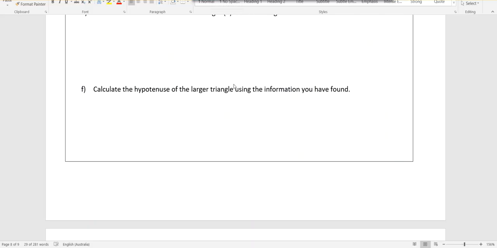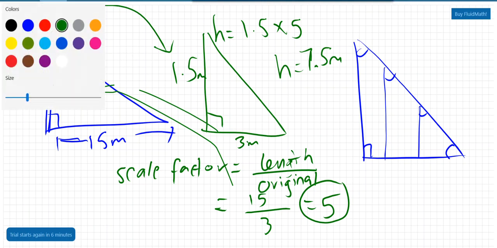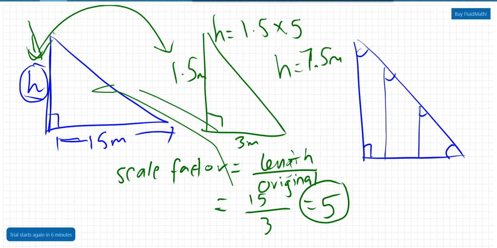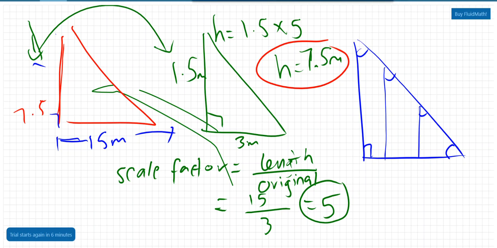And the last part tells us now, can you calculate the hypotenuse of the larger triangle using the information you have found? So if we have a look, there's my larger triangle. I couldn't find the hypotenuse because I didn't know what h was. Now that h is 7.5, I can now work out c, my hypotenuse. The base is 15. This side is 7.5 meters. I can work out c.